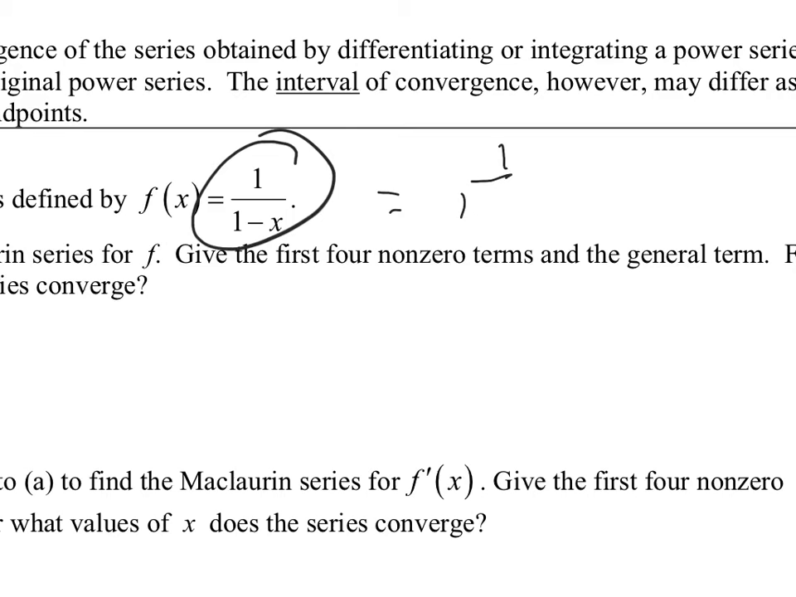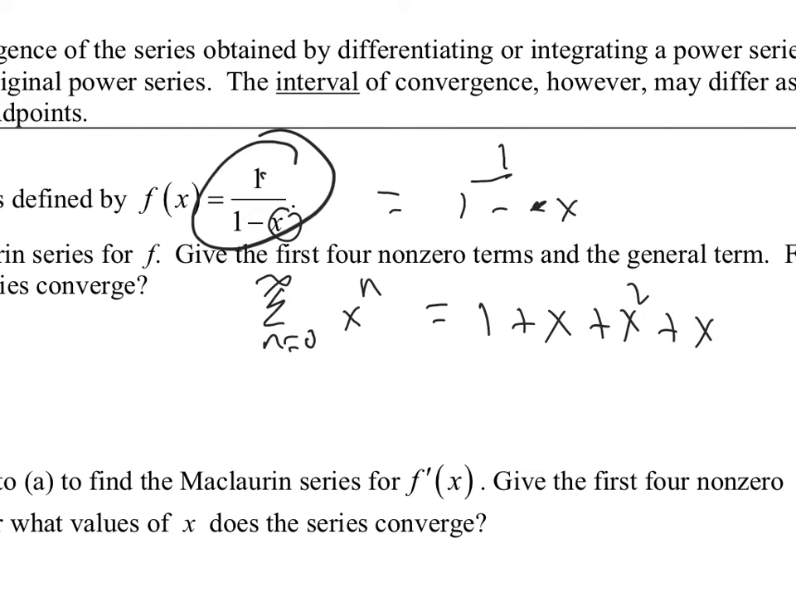1 over 1 minus x. What am I doing here? That's silly. It's already done. There's your r. So that really very simply turns into the sum from n is 0 to infinity of the first term, which is a 1. Didn't have to do anything. x to the n. First 4 terms: 1 plus x plus x squared plus x cubed.